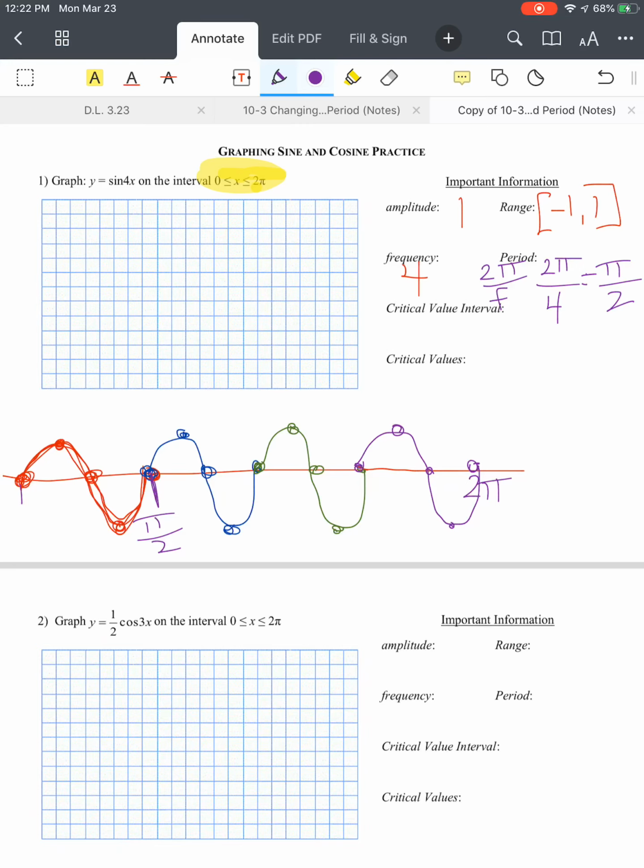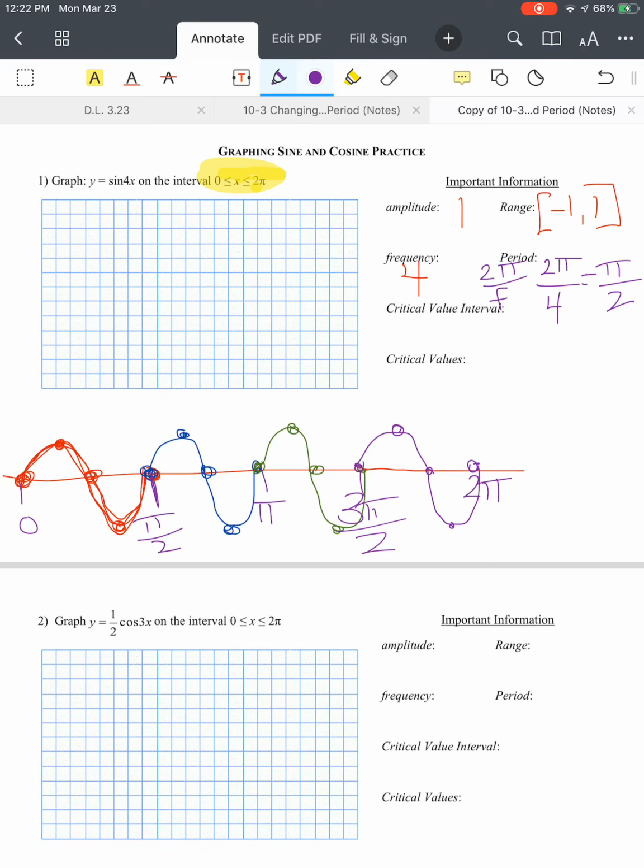So if it takes from 0 to pi over 2 to do this red cycle, it's going to take from pi over 2 to pi to do the blue, then from pi to 3 pi over 2 to do the green, then from 3 pi over 2 to 2 pi to do the purple.